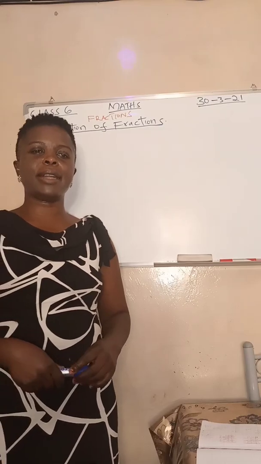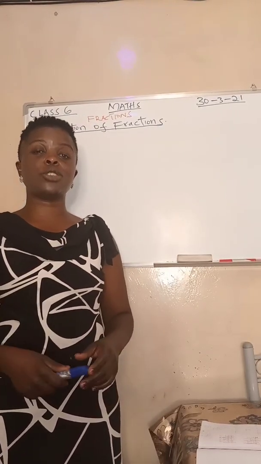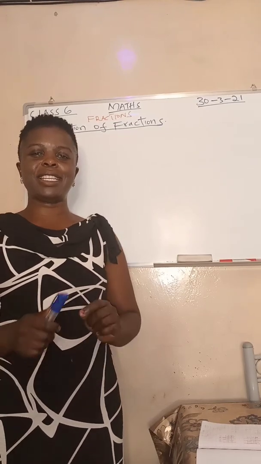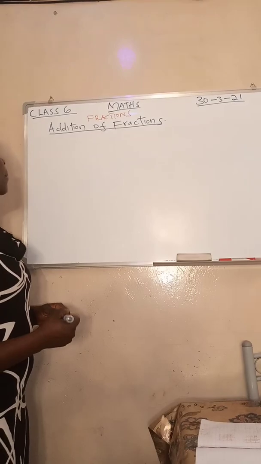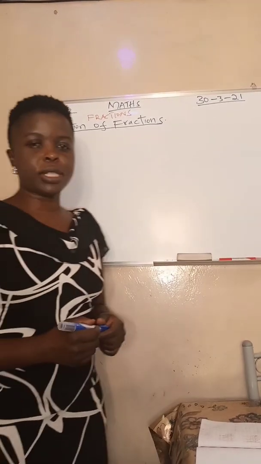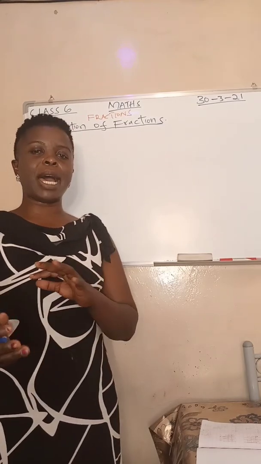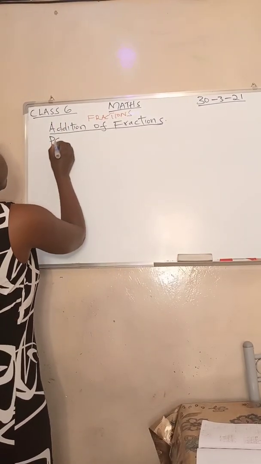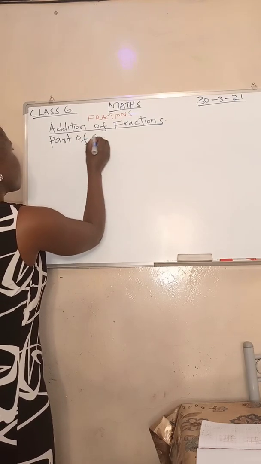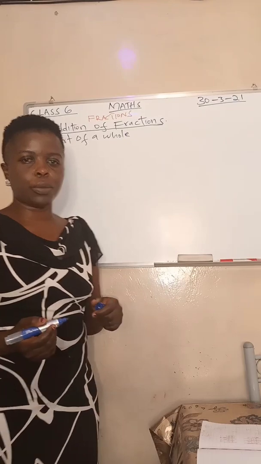How do we add fractions? There's addition of whole numbers and there's also addition of fractions. So today we are dealing with addition of fractions. So let's go together. Now, what is a fraction? We start by asking ourselves, what is a fraction? A fraction is part of a whole. Part of a whole. So that is what we mean by a fraction, part of a whole.